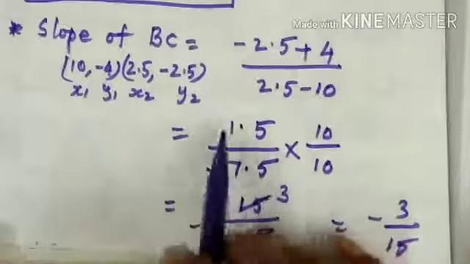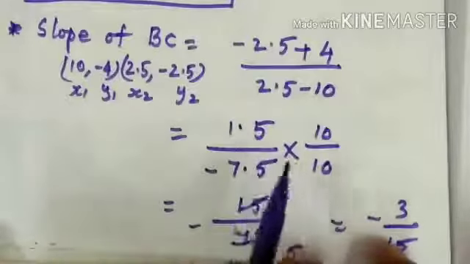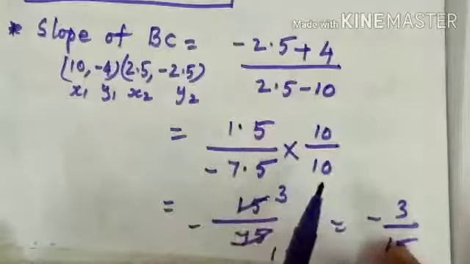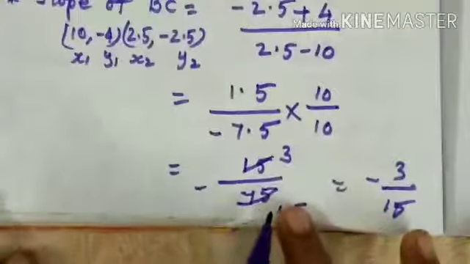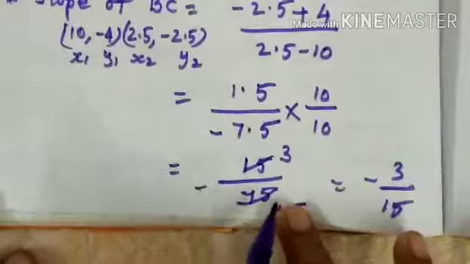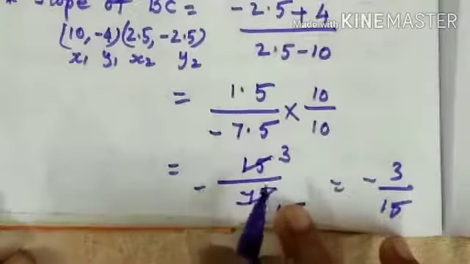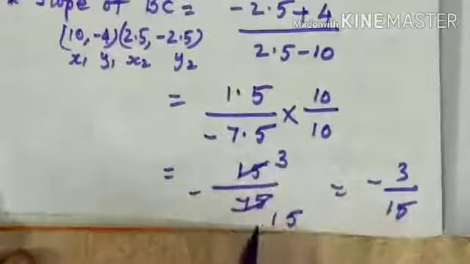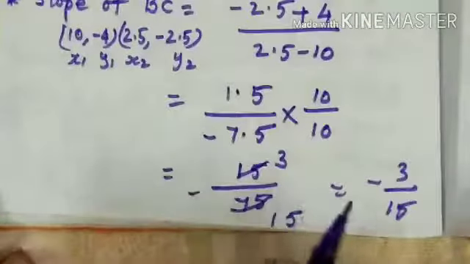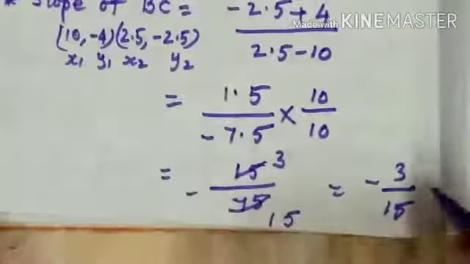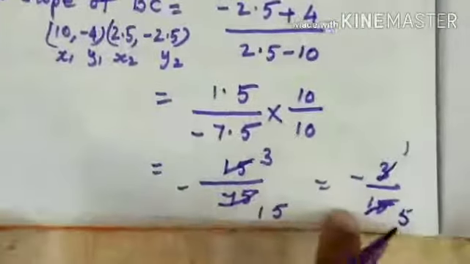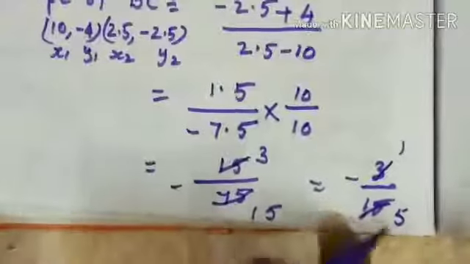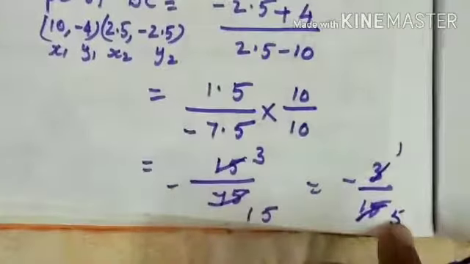For removing this decimal, you have to multiply by 10 both numerator and denominator. Then we get minus 15 by 75. This one you cancel by 5 table, we get 3 5s are 15, 15 5s are 75. Again you cancel, this means we get 1 3 is 3, 5 3s are 15. Therefore, slope of BC is equal to minus 1 by 5.